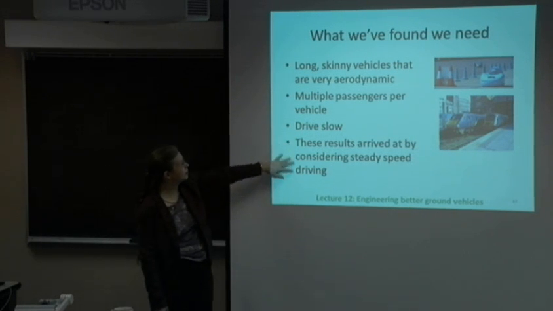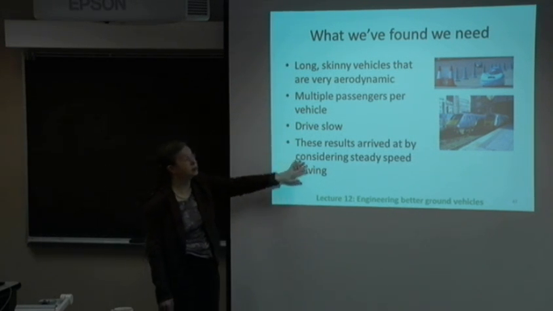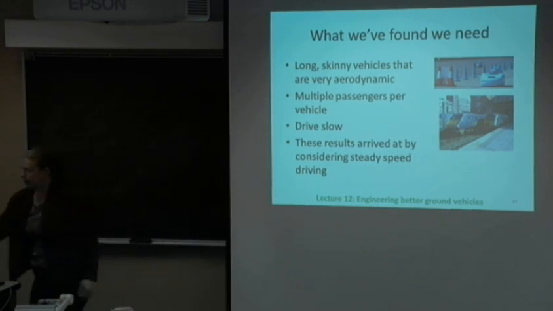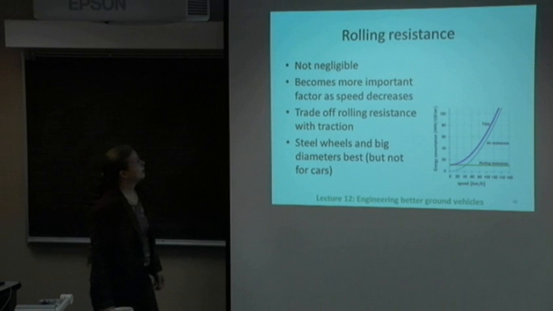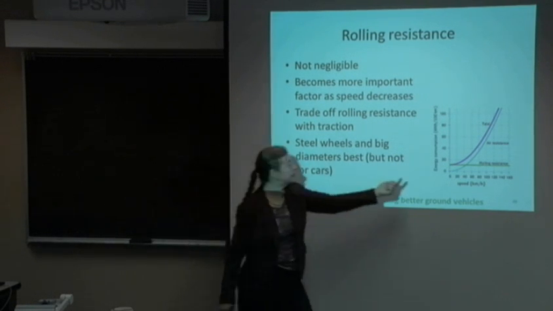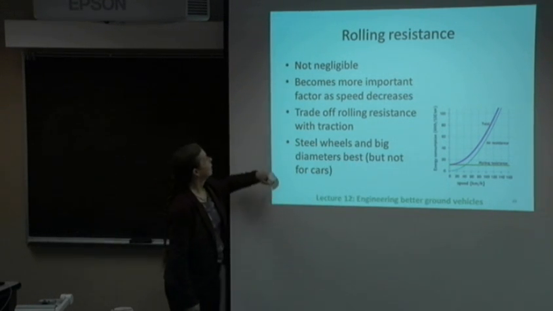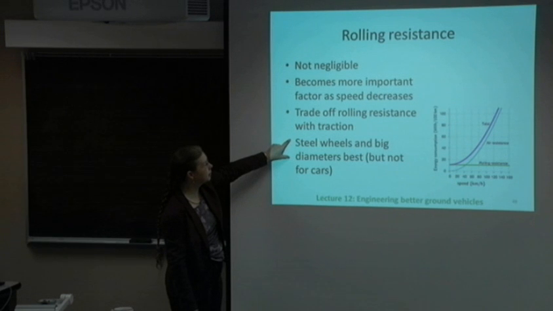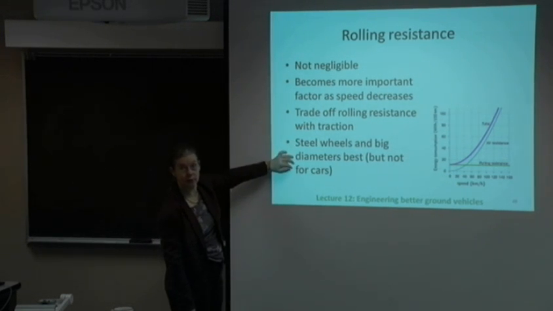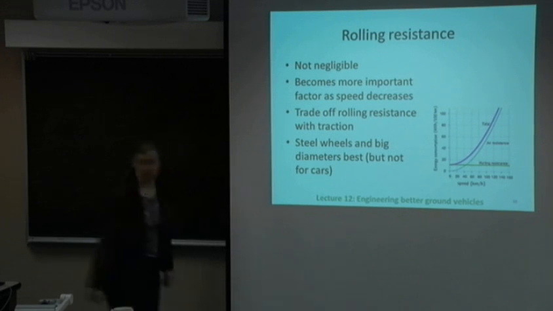These results are arrived at by considering steady state driving, so at a constant speed. Rolling resistance is not negligible. It becomes more important when you're going slowly. You have to trade off rolling resistance with traction, especially if you have kids. You want to have traction, that's important. Steel wheels and big diameters are the best, but they won't let me drive steel wheels on the roads on 670. I don't think so.